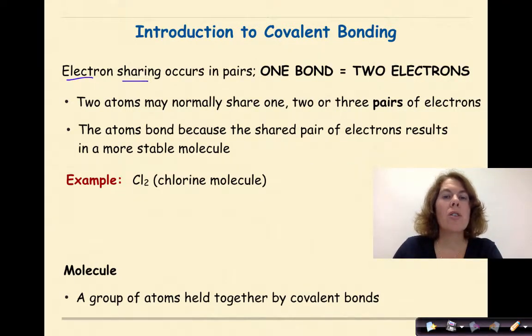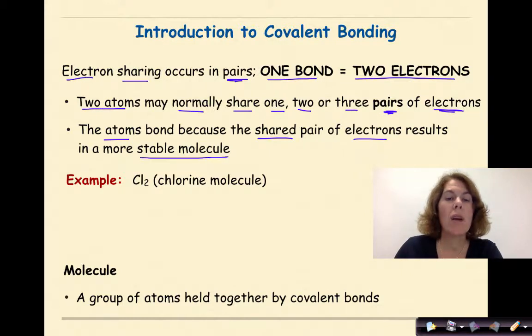Electron sharing occurs in pairs of electrons. In other words, one bond is always going to equal two electrons. Two atoms may normally share one, two, or three pairs of electrons. The atoms bond because the shared pair of electrons results in a more stable molecule. Let's look at an example of this.